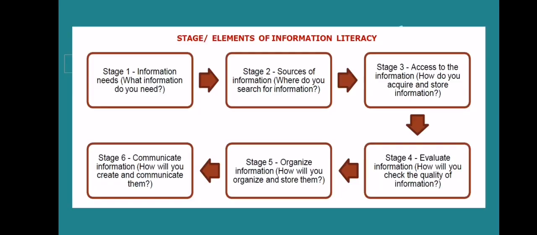So we have here, guys, the stages of the elements. We have the stages or the elements of information literacy. So yung kanina, so stage 1, information needs. So what information do you need? Stage 2 is the sources of information. Where do you search for information? Stage 3, access to the information. Stage 4, evaluate the information. Stage 5, organize. And last stage is to communicate the information.